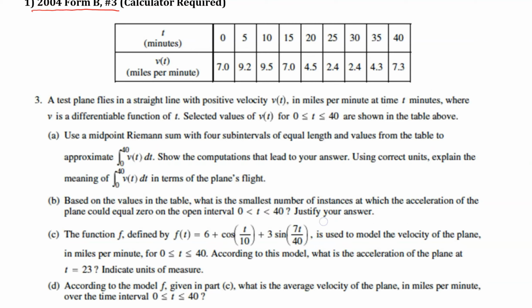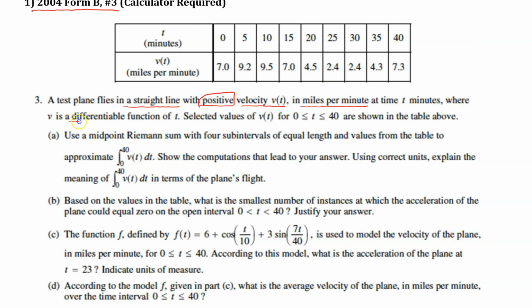So first thing when we're reading or doing an FRQ is we want to make sure we kind of process all of the given information up front. So a couple different things. We are told that this plane is flying in a straight line with positive velocity. That word positive will come in handy later. It gives us the units here, miles per minute. So these are all miles per minute values, and then these are all minutes.